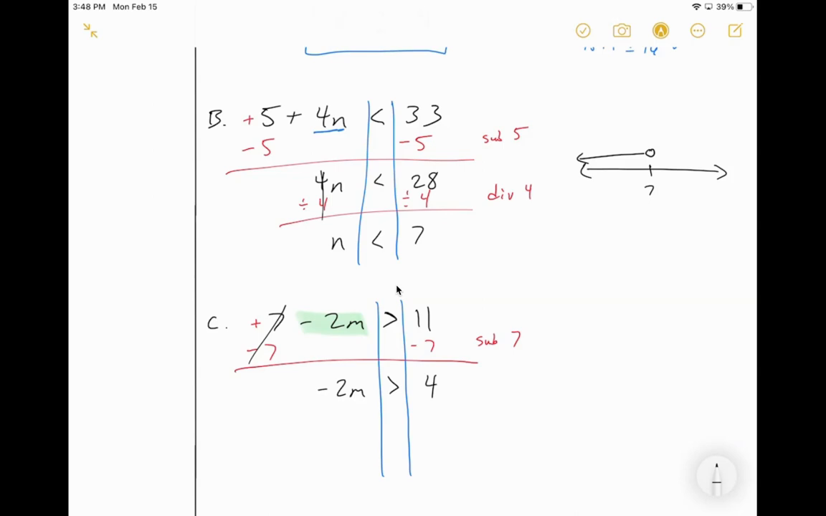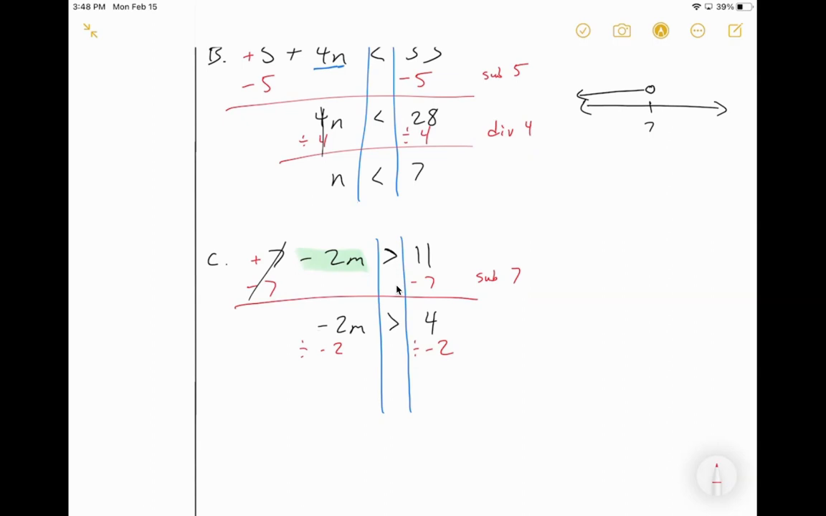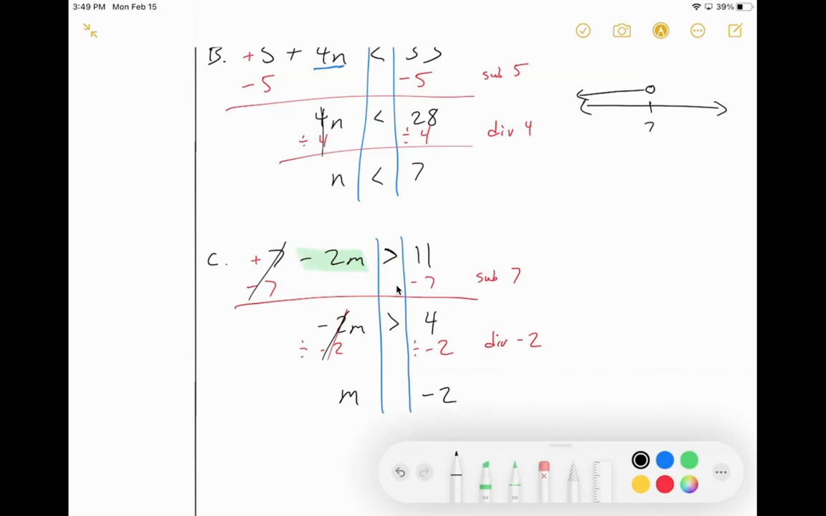Now we go into what we did in the lesson before, 6.7, where you say, okay, well, this is negative 2 times m. So I'm going to divide by negative 2 on both sides. Cancel that. And again, notice I divided by a negative 2. So what does that mean? That cancels out. I'm left with just m on this side. Good. 4 divided by negative 2, positive divided by negative is a negative 2. And again, I divided by not 2, but negative 2. So that means greater than has to become less than.